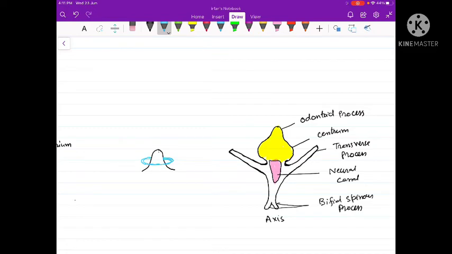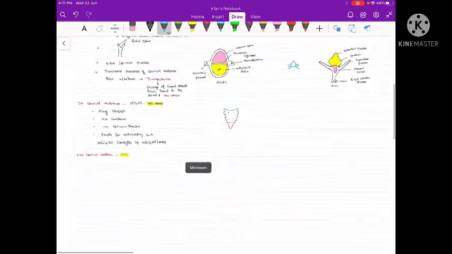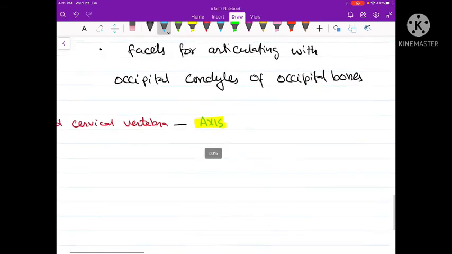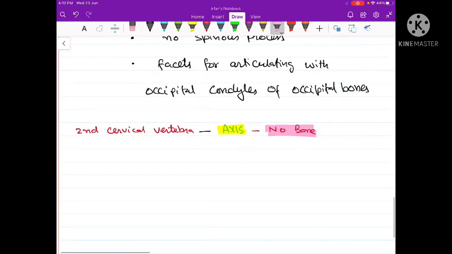Either the ring is rotating and the peg is stationary, or the peg is moving and the ring is stationary. So they form a pivot-like joint, and that allows the sideways movement of our head. For this reason, the axis cervical vertebra is also called the no bone. Therefore, this is commonly called the no bone. Atlas was called the yes bone, while axis is called the no bone. Please take note of this point as well. So this was about the second atypical cervical vertebra.